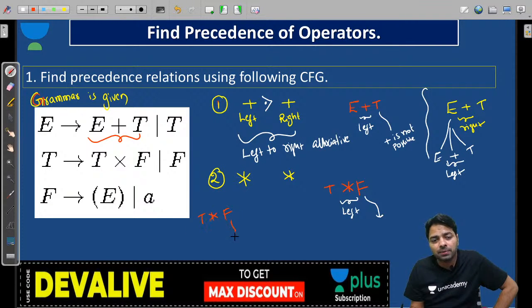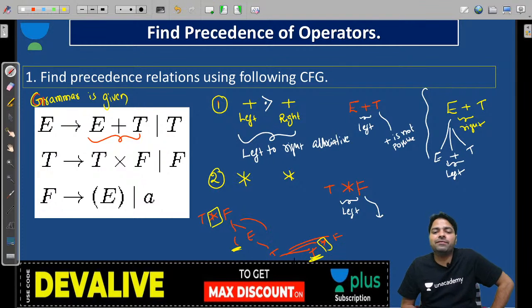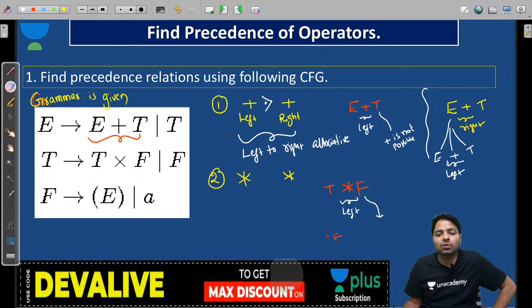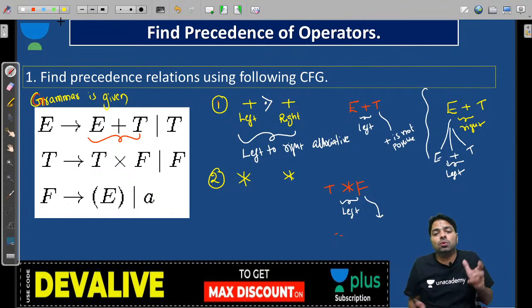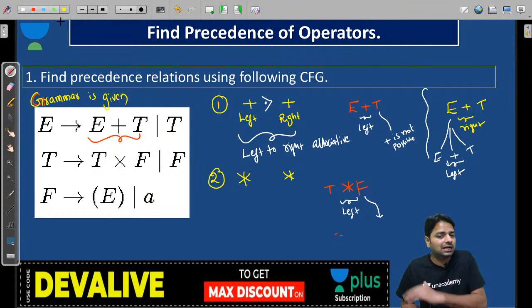But look at what is the problem. From F, you can go to E, and from E you can get another star, right? Yes, T, and from T you have T star F. But in between the two stars you have more than one symbol. That's why we don't go to this. In between, at most one symbol should be there. Yes, F can give a star, but in between the stars you have more than one symbol. That's not allowed. If you want to compare two operators, in between at most one symbol should be there.